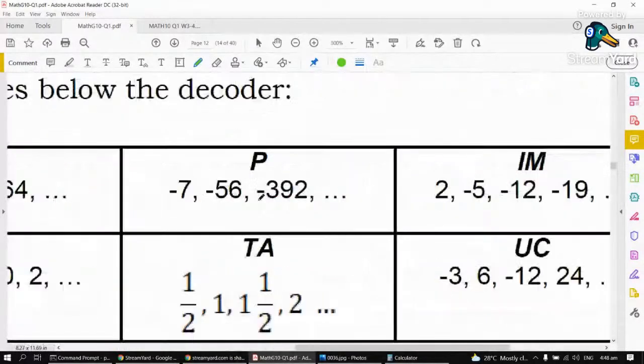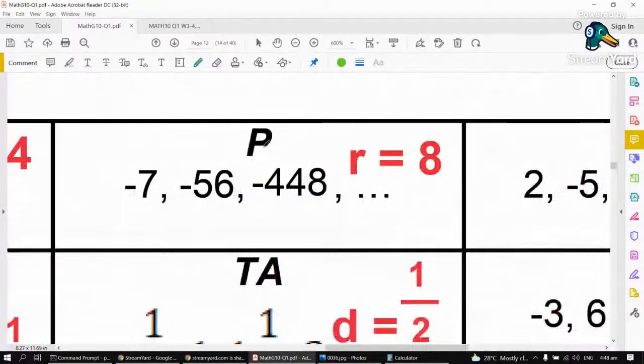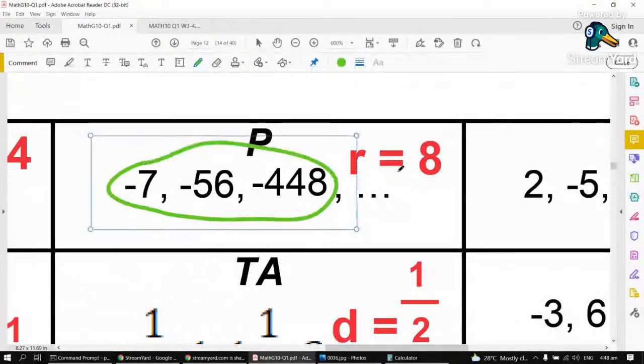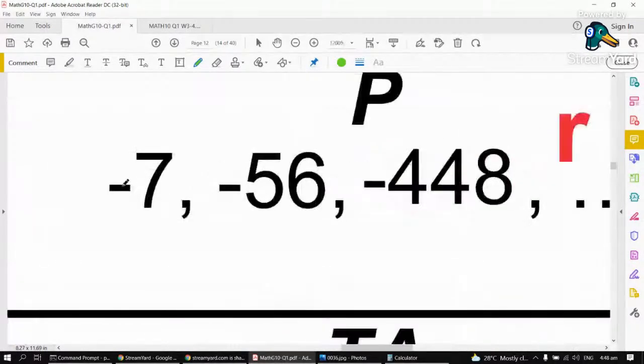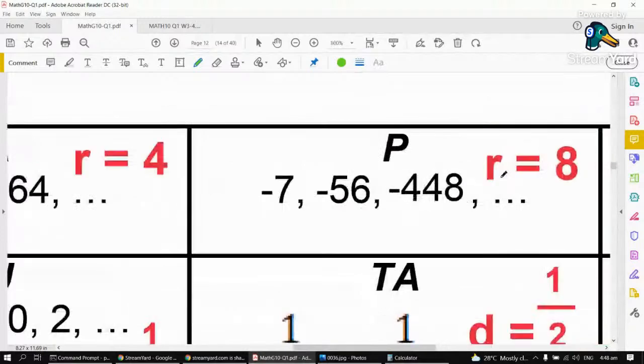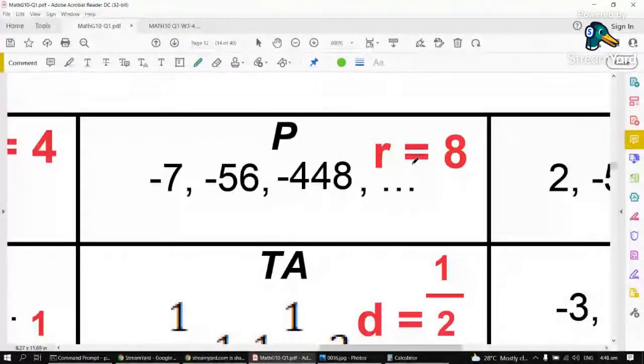Next is B. Negative, negative, negative. Puro negative. Pag pare-parehong negative, ang ating common ratio is positive. Pero kung nagpapalit-palit, kunyari negative, naging positive, bago bumalik sa negative, so ang ating common ratio ay magiging negative. Okay?